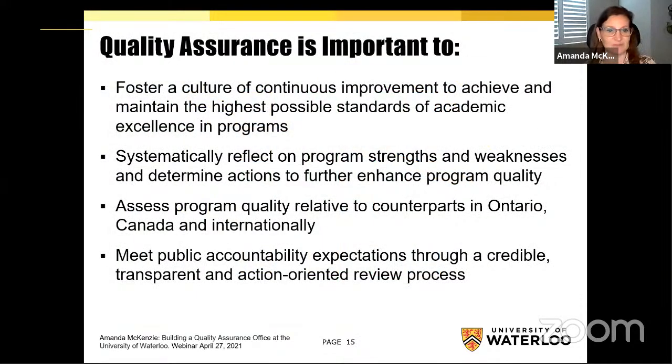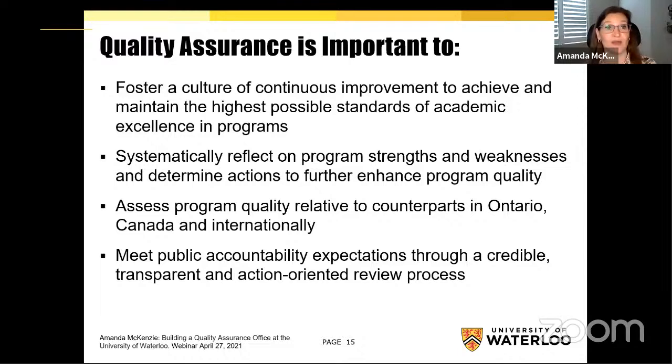So a recap, just generally, about why quality assurance is so important and why it's built into most systems around the world. So why do we do this work? So we all know that we can continue to offer an academic program year after year, and students will probably come and take it and graduate. But how do we know that that program is of quality?